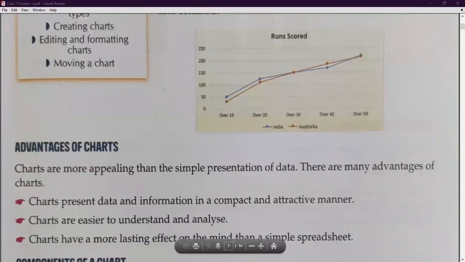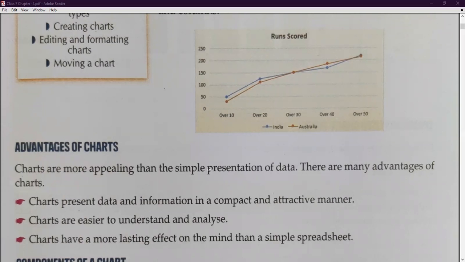So yes, charts have many advantages. Now we are going to understand what the advantages of charts are. Charts are more appealing than the simple representation of data. Appealing means that it attracts more towards the data. If someone asks you to analyze the data in a tabular form, versus someone providing you a chart, you will find it very easy to analyze that data and retrieve information by using the chart method. So there are many advantages of charts.